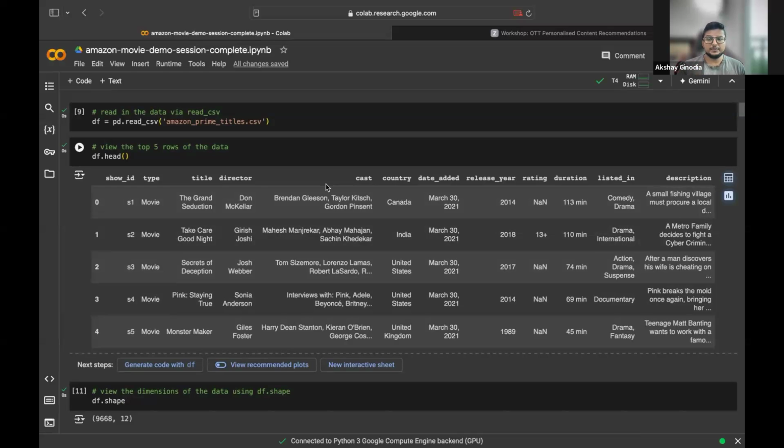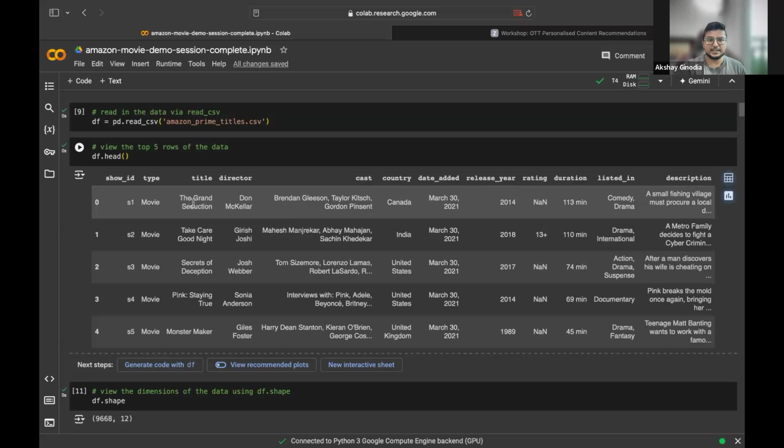Table form, if you're familiar with Excel or SQL tables, is a tabular structure where there are some rows and some columns. Columns are the attributes of a certain thing. Rows are instances of something. For example, each row here is a movie, right?